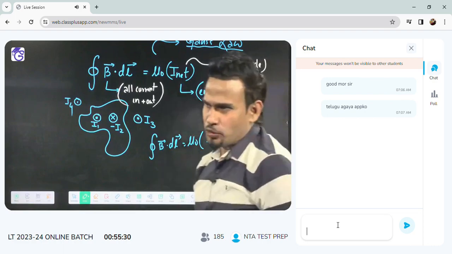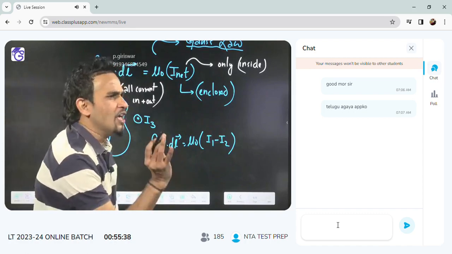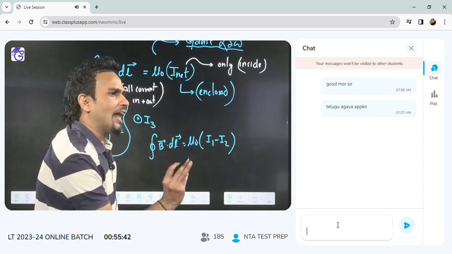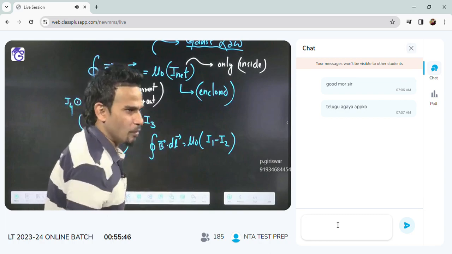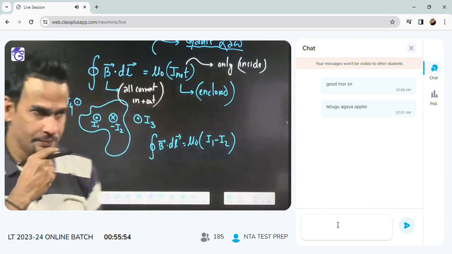What else do we have to start? Any guess? We have completed applications. Solenoid, toroid, and long cylindrical wire are actually applications of Ampere's circuital law, and we have covered them. What is left here? Important part.